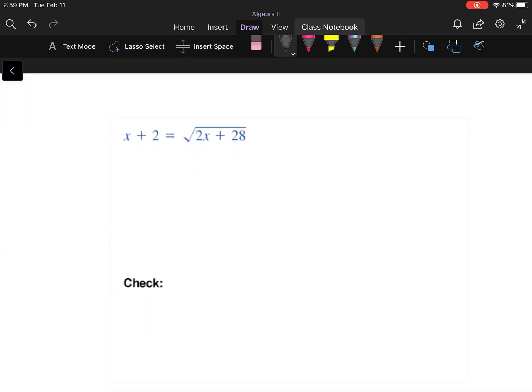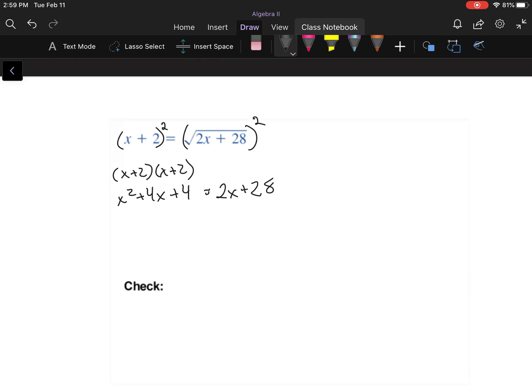Okay, here we go. I've got the square root by itself already, so I'm going to square both sides. So remember, this is x plus 2 times another x plus 2, so I have to FOIL this side out. And that just gets rid of the square root. Now, because I got a quadratic, I want to move everything to the left. So I subtract the 2x from both sides, subtract the 28, and got minus 24.